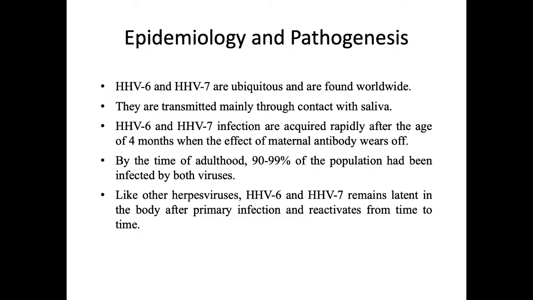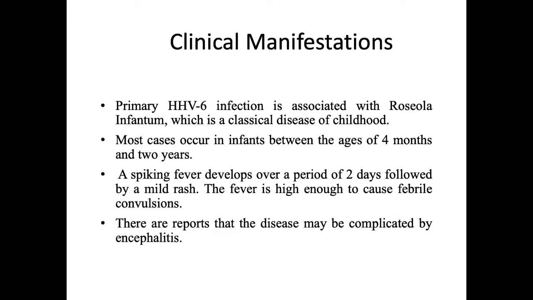Human herpes viruses 6, 7, and 8. Herpes viruses 6 and 7 are also very common. Over 90% of individuals are infected with these viruses. Human herpes virus 6 is better studied, and it is mainly transmitted through saliva, and we get infected in early childhood, and then virus becomes latent in our body.